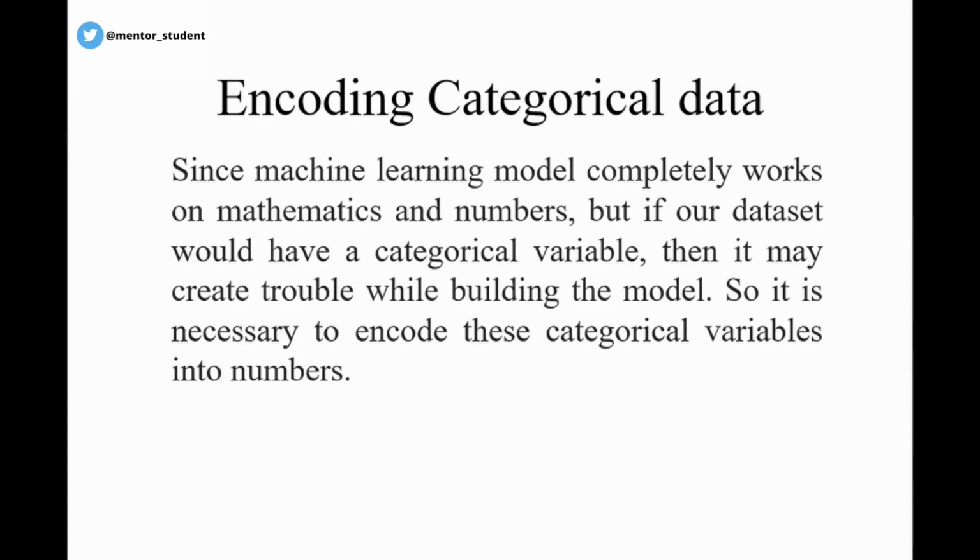Now the next important aspect of handling machine learning data is called encoding categorical data. We know that machine learning works completely on mathematics and numbers. But our data set may have categorical variables. So in building the model, it is necessary to encode these categorical values into numbers. That means we have to convert all string or text type values into numbers, because machine learning is comfortable with numerical values. So for this we have to use encoding categorical data functions.